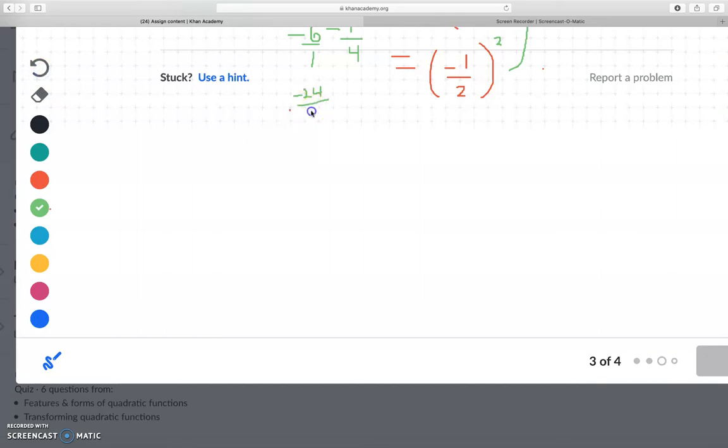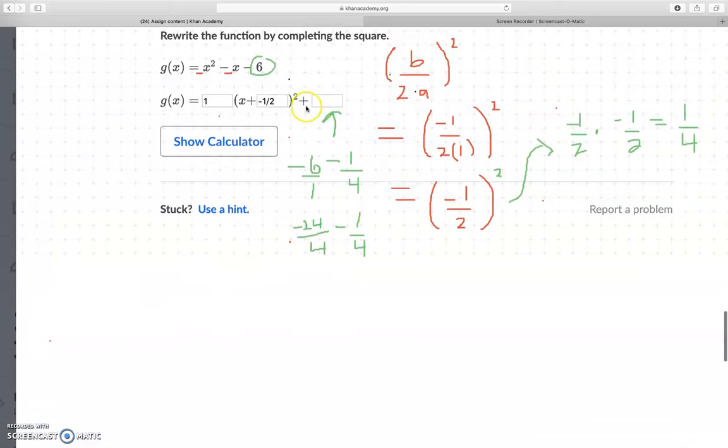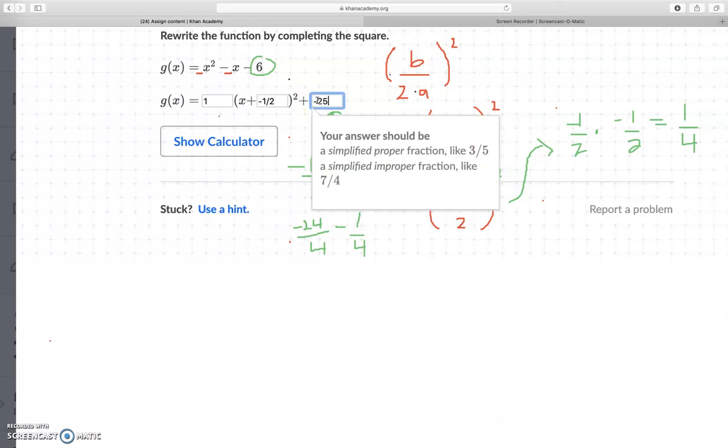So -24 over 4 minus 1 over 4. And that's a little bit easier to do. -24 minus 1 is -25. So this is going to be -25 over 4.